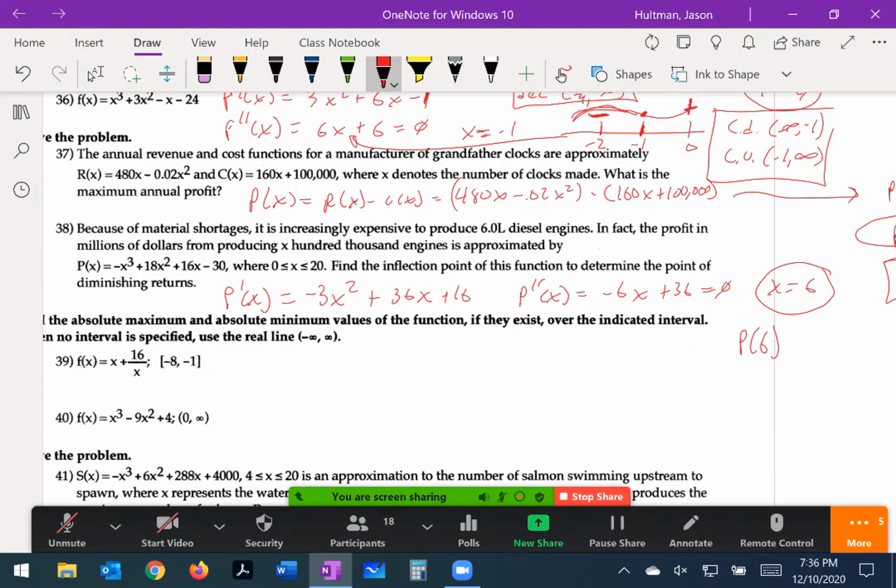Okay, it is 498. If I plug that back into the original function here, I get 498. Okay, and so it says, this is profit in millions, right? So what's the inflection point here? The inflection point is at 498.